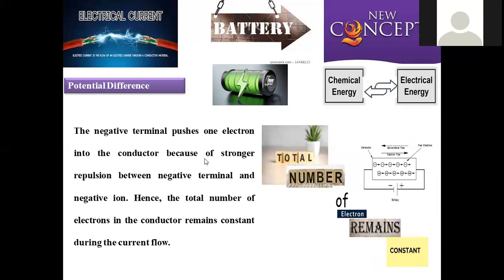Now, the negative terminal pushes one electron into the conductor because of stronger repulsion between the negative terminal and the negative ion. When the negative terminal with electrons is there, what happens? Both are in close proximity. There is an operation of repulsive forces, because a negative charge with a high electron density will not be preferable. Hence, the total number of electrons in the conductor remains constant during the flow of current. The total number of electrons remains constant because the conductor releases electrons to the same extent that it seeks electrons from the battery or the energy source.